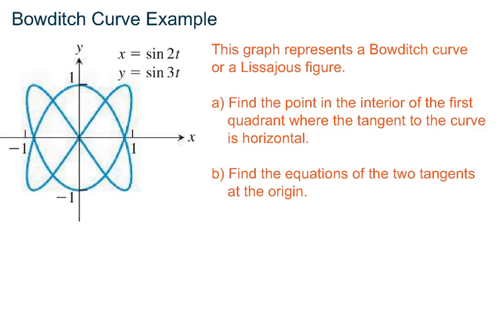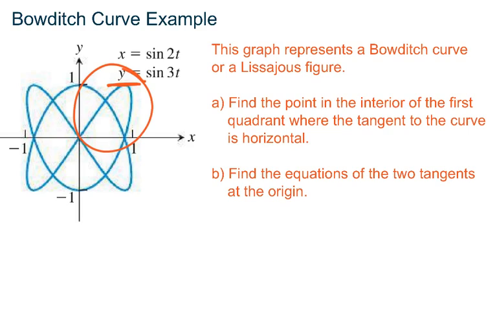Here we have a Bowditch curve or a Lissajous figure, and they can vary from this. This is just an example of one. What we're going to do with this graph, these two parametric equations, is find the point in the interior of our first quadrant, so somewhere in here, where the tangent to the curve is horizontal, and you can see that's going to happen at a max or a min. So roughly right there. We have to figure out what that x value is, or what that ordered pair is.